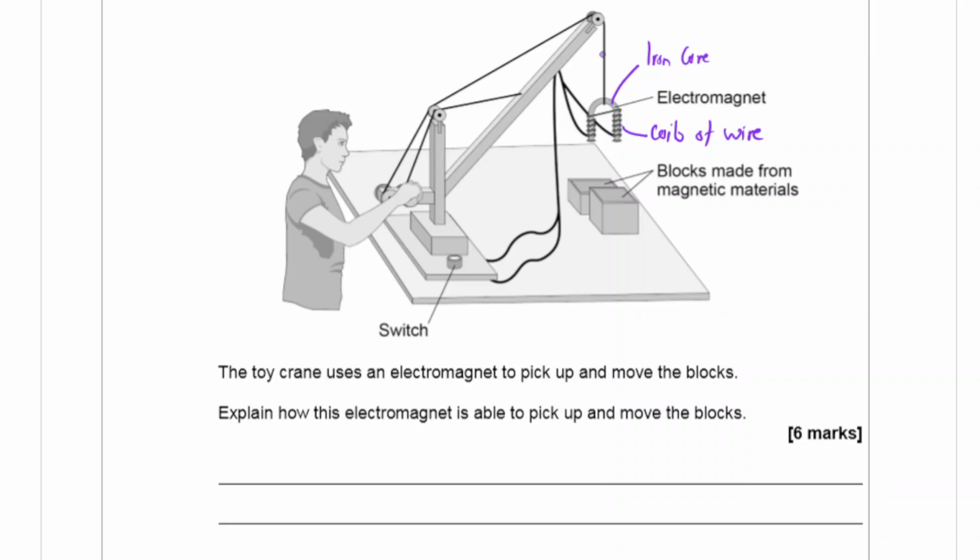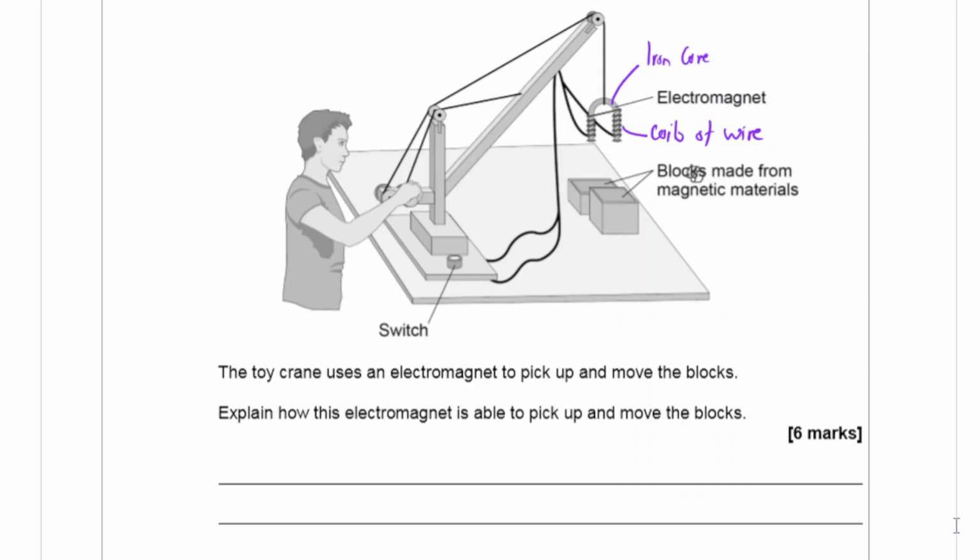And when you lower the electromagnet, it's going to attract the blocks because they are made out of magnetic materials, and they will stick to the electromagnet, and then you can move them. Then you press this switch again once you move it to a new spot, which cuts off the current. The iron core stops being a magnet and lets go of the magnetic block. That's basically how it works.